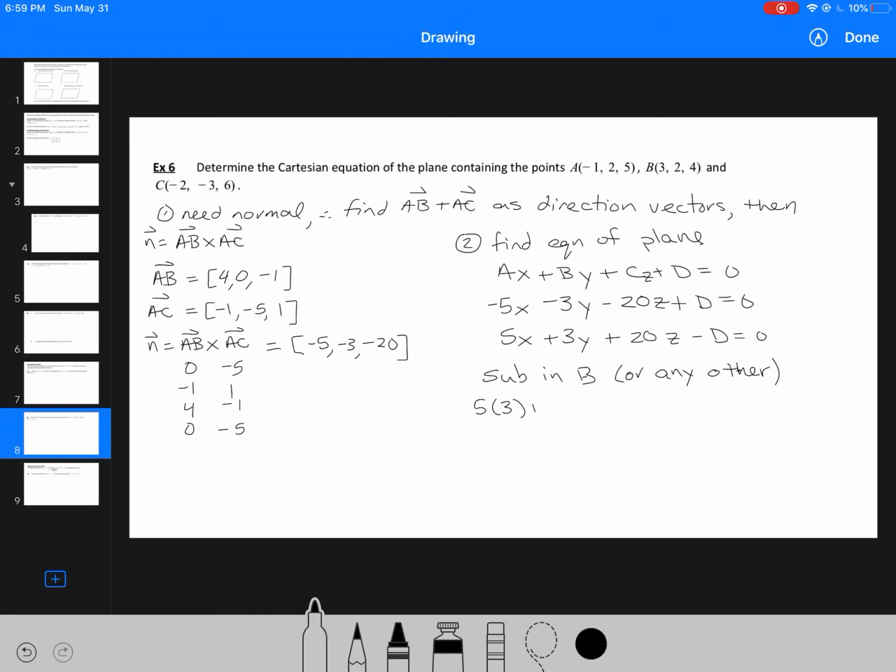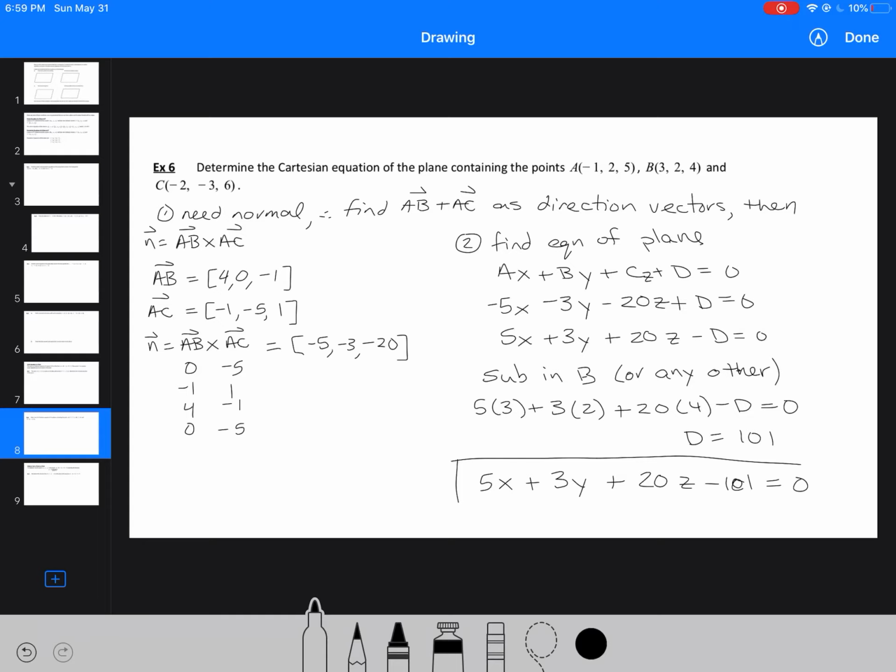So I'm going to sub in B, so 5 times 3 plus 3 times 2 plus 20 times 4 minus d equals 0. When I rearrange that, I get d is equal to 101, which gives me my final Cartesian equation of the plane as 5x plus 3y plus 20z minus 101 is equal to 0 as my equation of the plane.